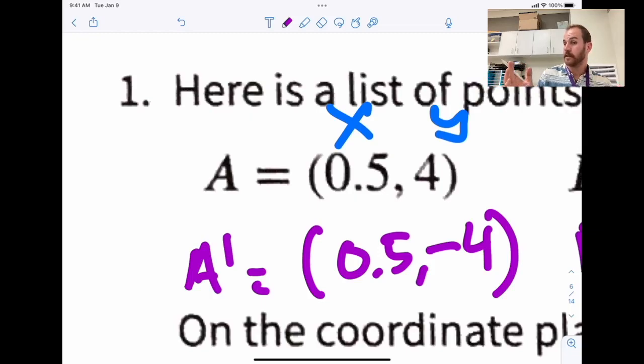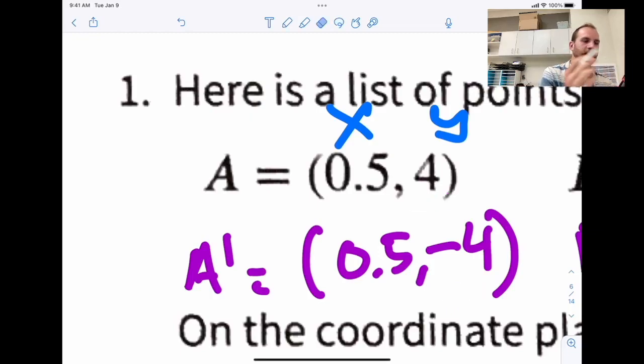You can answer it silently to yourself. Don't answer it loudly, but you'd also just sit there and wait for me to say it, right? So if you said 0.5, well, the only thing that changes here is the y coordinate. It went from 4 to -4, okay?